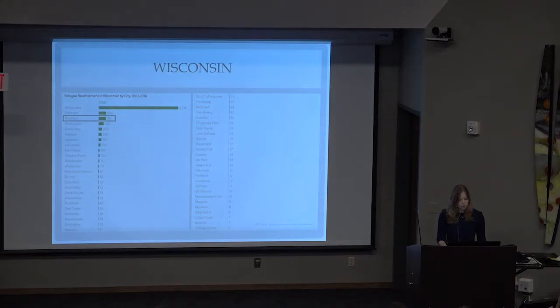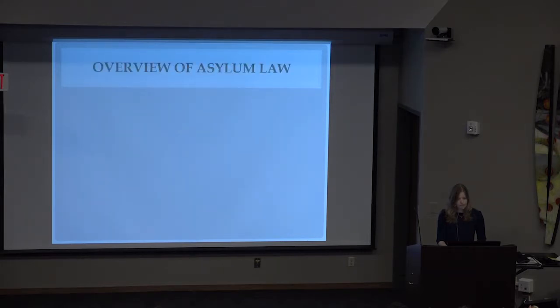And then this is resettlement by city during that same time period. So Milwaukee, unsurprisingly, has by far the largest population of refugees, and Madison comes in 3rd with close to 800 resettled refugees. Does anybody here know anything about asylum law?